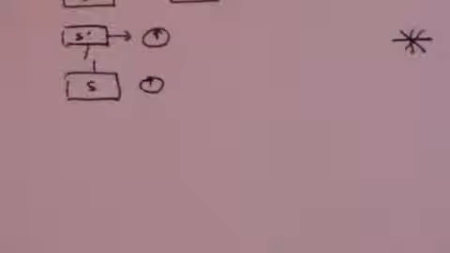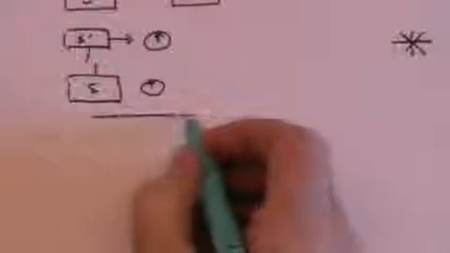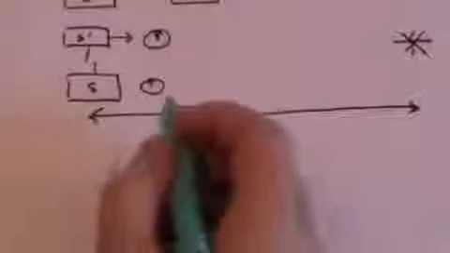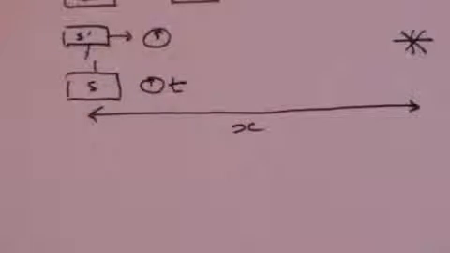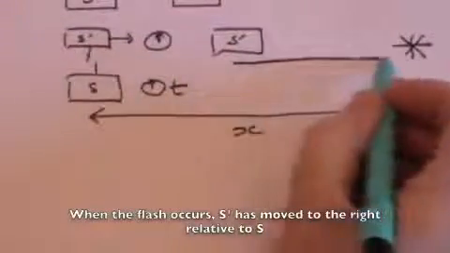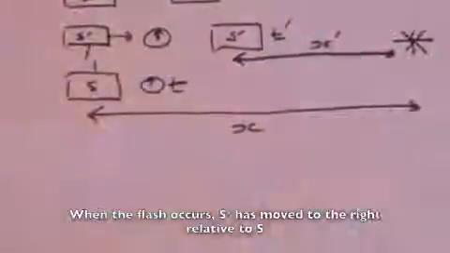After a short time, there is a light flash, some distance away. People on both frames of reference are able to use their frames of reference to gauge the distance that that light flash is away from them. S says that the light flashed when it was x away and when the time on the clock measured t. S prime, on the other hand, says that the light flashed when it was x prime away and when the time on the clock measured t prime.